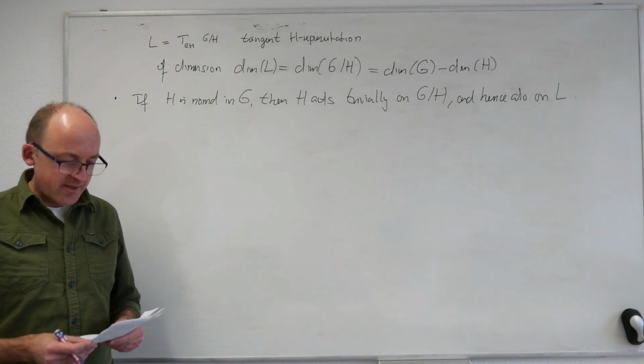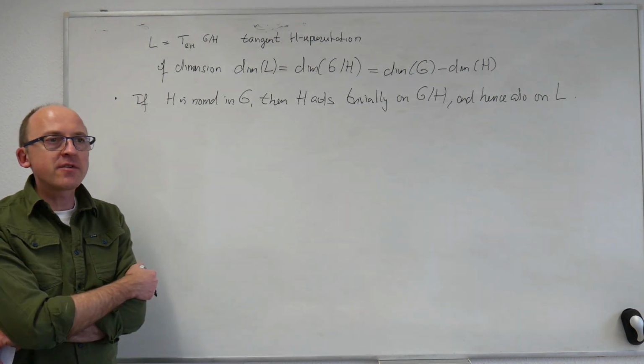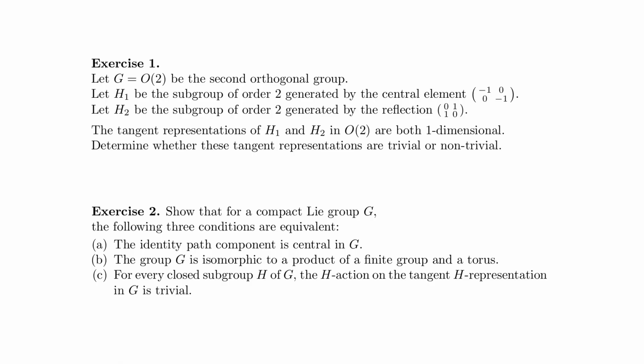The other exercise is more of a general structural kind. So it's about different conditions on the ambient group, compact Lie group G. The exercise is to show that the following conditions are equivalent. The first one says that the identity path component of the group G is central in the group G.